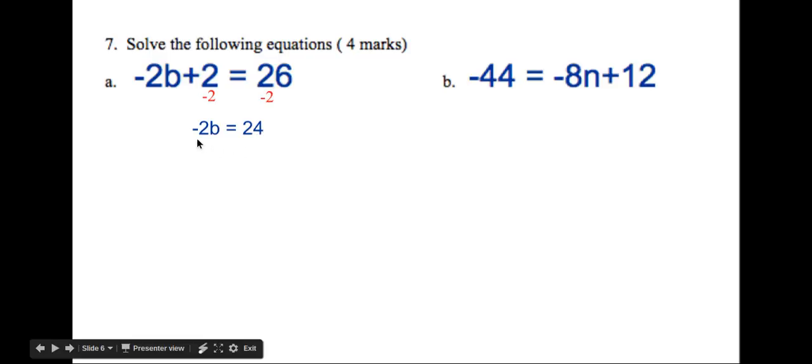All right, now I want to get rid of this negative 2 that's multiplying the b. So we're going to do the opposite. We're going to divide by negative 2. Okay, so if we divide by negative 2, this becomes a 1, and we're left with 1b, and that's why we divided by negative 2.